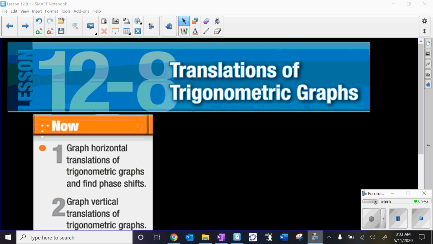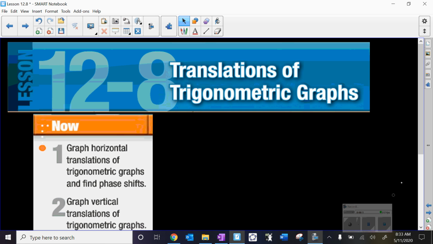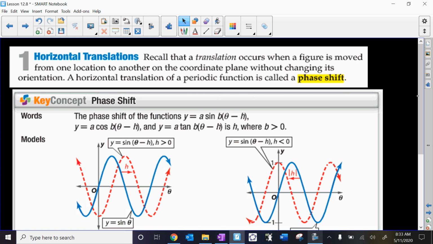Section 8, we're going to continue looking at graphing trig functions, but now we're going to look at graphing their transformations. So the first one that we're going to deal with is the horizontal translation, and then we'll look at a vertical translation later on. So first off, our horizontal translation is what we call a phase shift. Phase shift just means that I'm shifting either left or right.